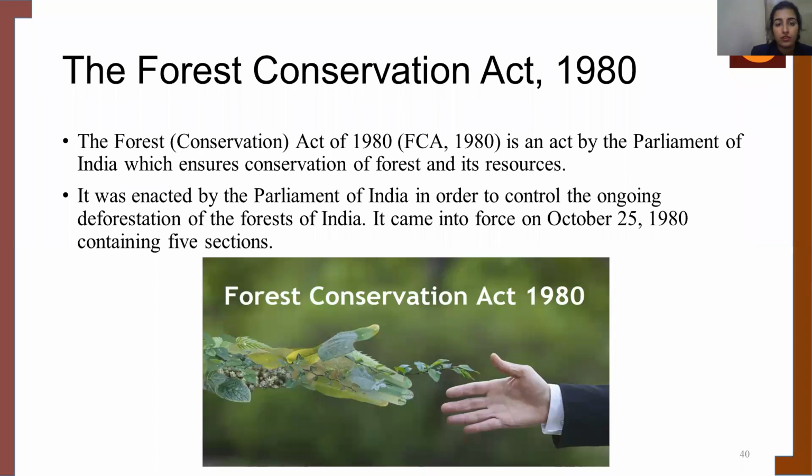Next is the Forest Conservation Act. The Forest Conservation Act 1980 is an act by the Parliament of India which ensures the conservation of forests and their resources. It was enacted by the Parliament of India in order to control the ongoing deforestation of the forests in India. It came into force on October 25, 1980 and contains 5 sections.